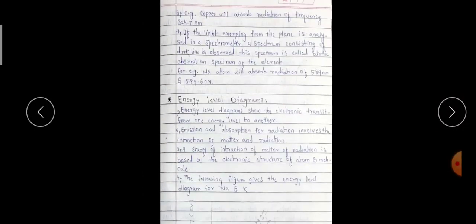Similarly, in AAS, as we have seen, there will be absorption. When you are heating that element or molecule in the flame, we pass light through it, and it absorbs the characteristic frequency or wavelength of its own and gets excited. The light emerging from the flame is analyzed in a spectrometer. A spectrum consisting of dark lines is observed. This spectrum is called the atomic absorption spectrum of that element.